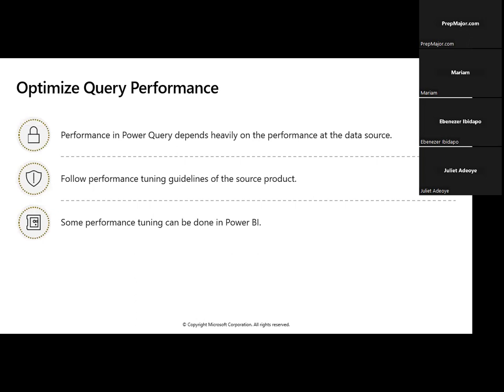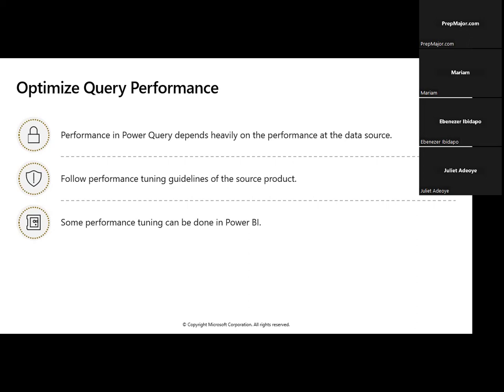Now, performance in Power Query depends heavily on the performance at the data source. Follow performance tuning guidelines of the source products. Some performance tuning can be done in Power BI. All this is talking about how to make your Power Query efficient. The variety of data sources that Power Query offers is very wide, and the performance tuning techniques for each source are equally wide. If your data is coming from Oracle, tune your data from Oracle. If your data is coming from Cosmos, tune your data from Cosmos. If your data is coming from Azure, tune your data from Azure. That is what we are trying to say here, so that you can get efficient.